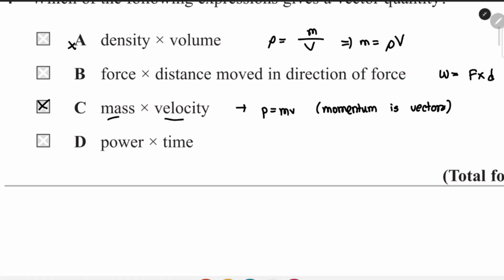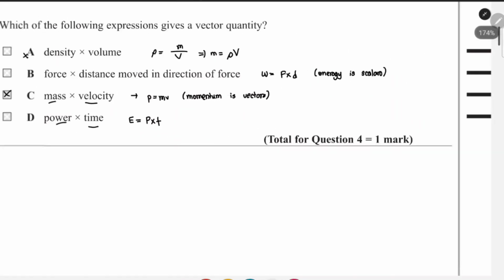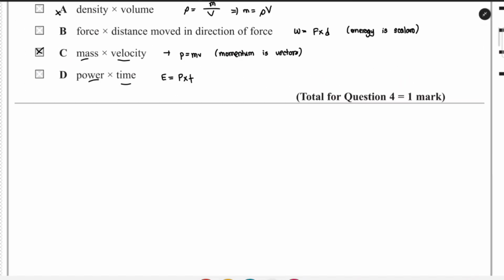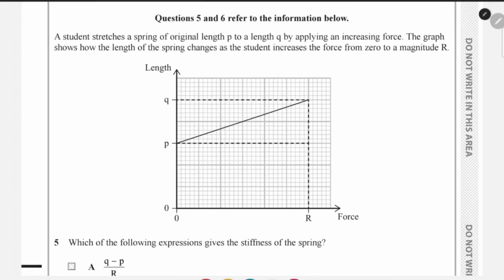So C is the answer. Option D is power into time. This is also energy. We know that energy is scalar. Now for question 5, we are given a graph over here.